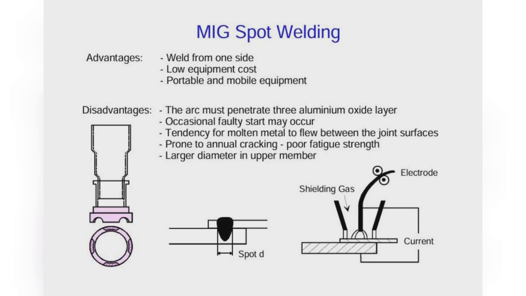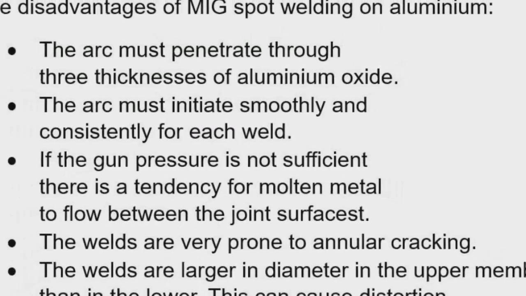TIG spot welding has not found much application on aluminium. MIG spot welding was, for a time, quite widely applied, but it, too, proved to have shortcomings for aluminium, and has been largely supplanted by other more reliable joining methods. The factors preventing greater success of MIG spot welding on aluminium are as follows.